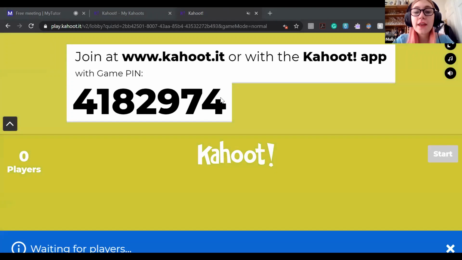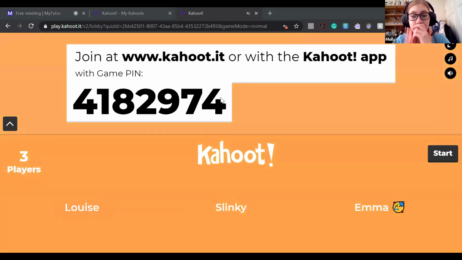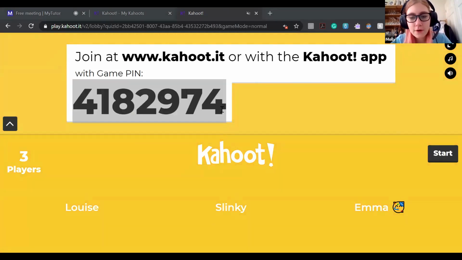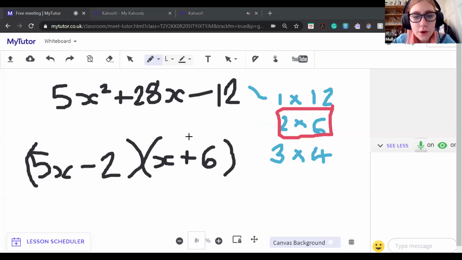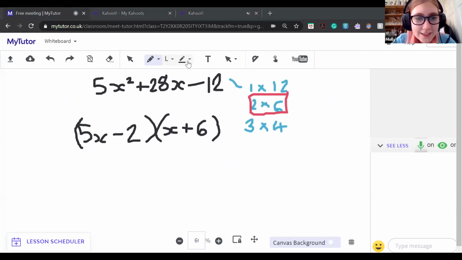Someone's asked, could you then expand it? So yeah, that's a really good way of checking your work. Let me just pop this pin on here and I'll show you what I mean. You can do almost like a sanity check with yourself.